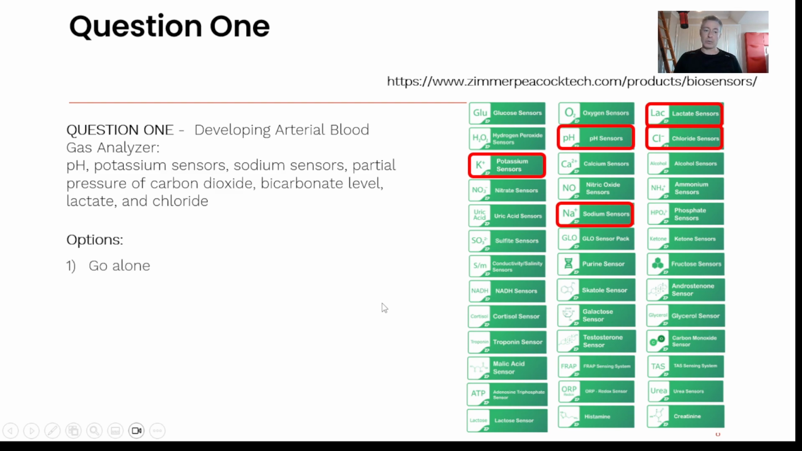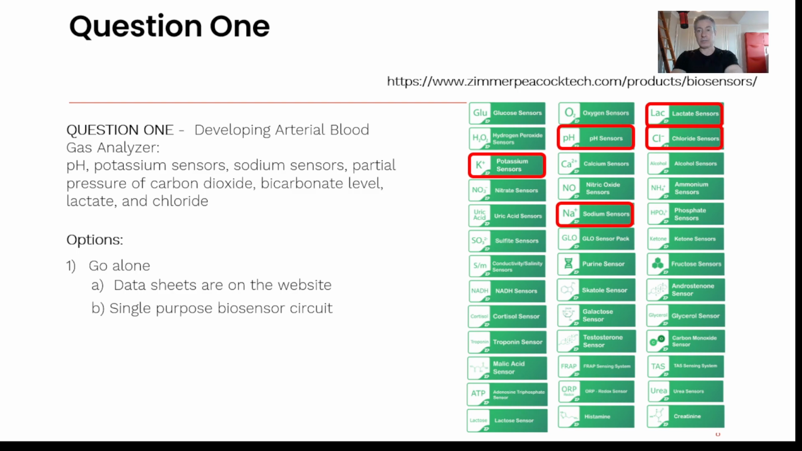So the options are to go alone, and if you go alone, you can find the data sheets on the website. Now, the data sheets talk about the performance of our sensors. We're not discussing the performance of our sensors in somebody's particular analyte. Some people are interested in sweat, some in urine, some in saliva, some in blood, some in dialysis fluid. There are hundreds of applications for these different sensors, so everyone has to essentially get the sensor and characterize it in the particular matrix they're interested in.